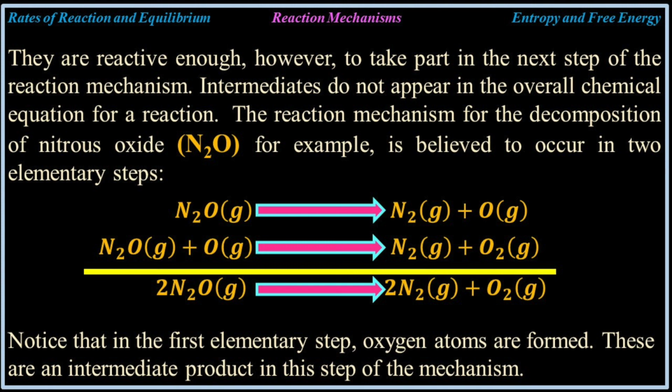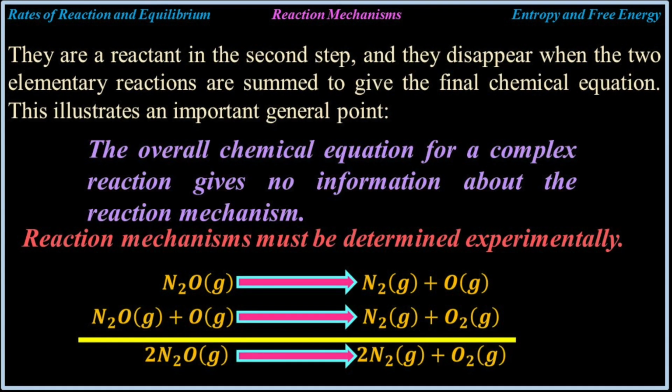Study those three equations carefully. The oxygen atoms are a reactant in the second step, and they disappear when the two elementary reactions are summed to give the final chemical equation. This illustrates an important general point. The overall chemical equation for a complex reaction gives no information about the reaction mechanism. Reaction mechanisms must be determined experimentally. I have also included the three equations below for your further consideration.